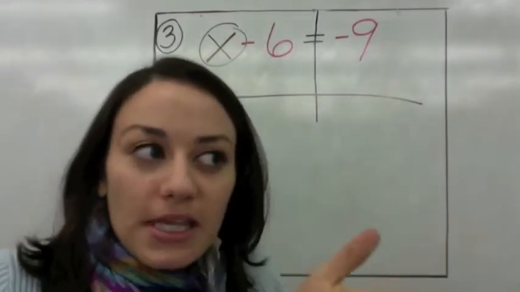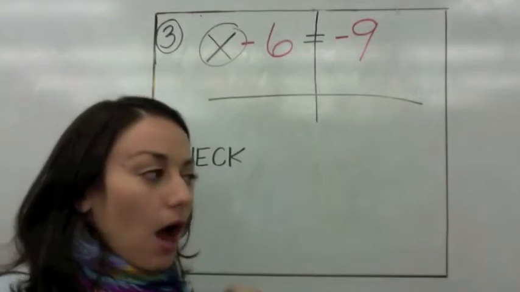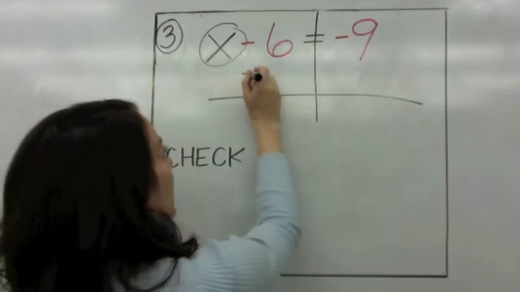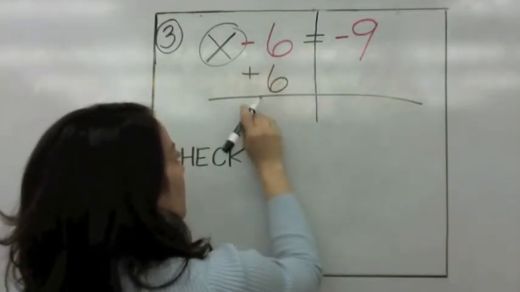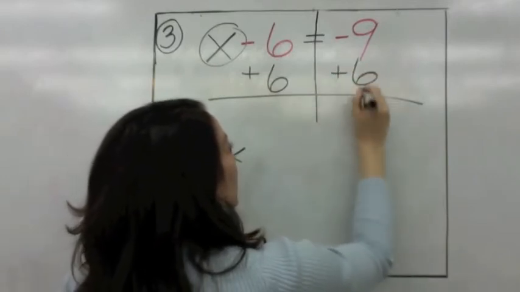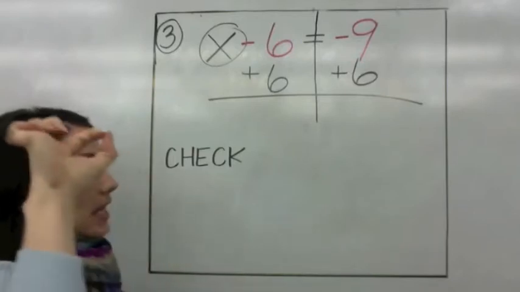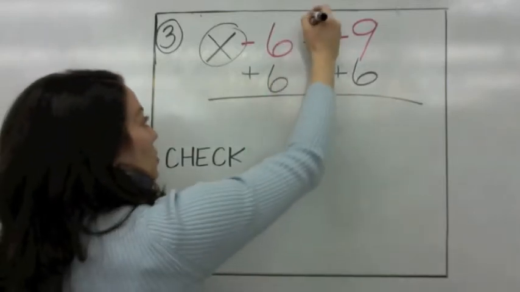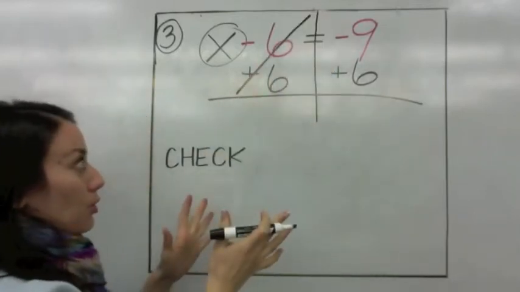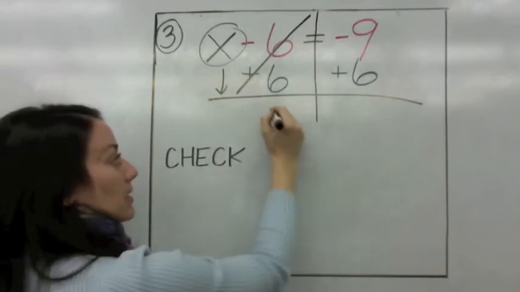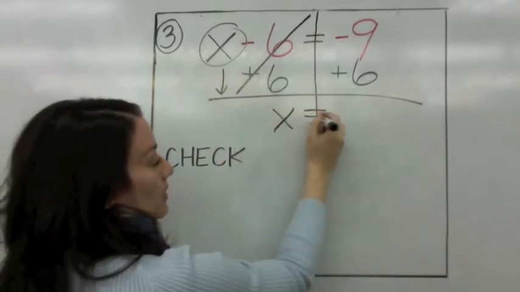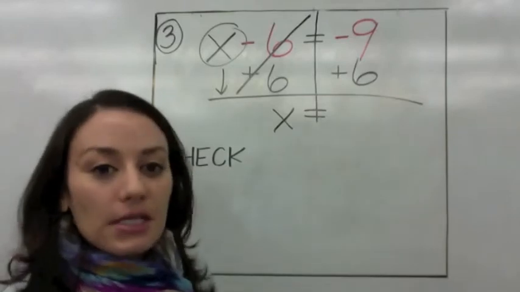So you ask yourself, what's the opposite of negative 6? The opposite of negative 6 is positive 6. Add positive 6 on this side and on this side. Okay, so a negative 6 and a positive 6 make 0. They cancel each other out. That's what you're trying to do. Okay, trying to get the x by itself. He's a loner, so now x equals negative 9 plus 6.